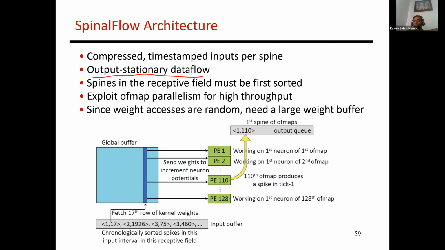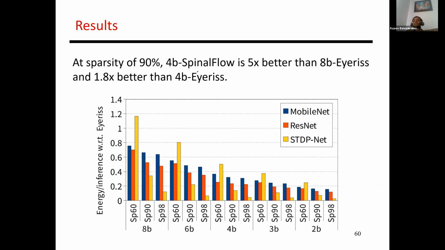It also shows how you can compress the inputs. It also shows how you can exploit parallelism by working on several output feature maps in parallel, right? So with this new data flow added in, you can actually do as well as Eyeriss, right? So the crossover point is a little bit better.